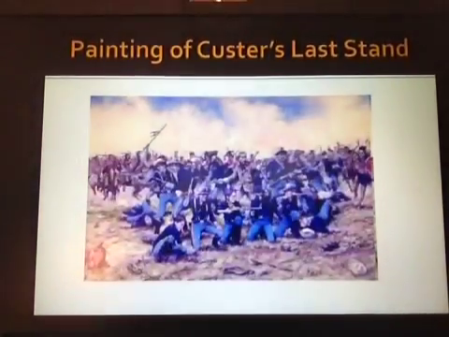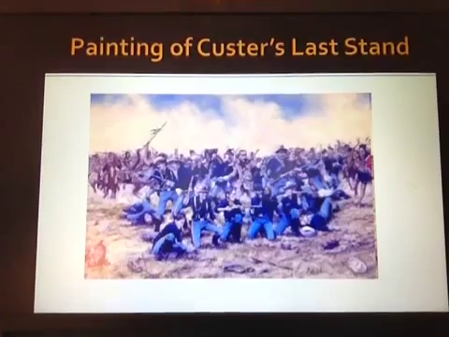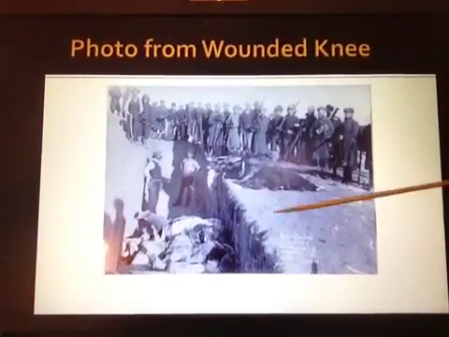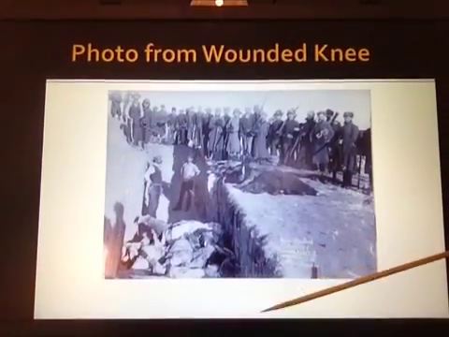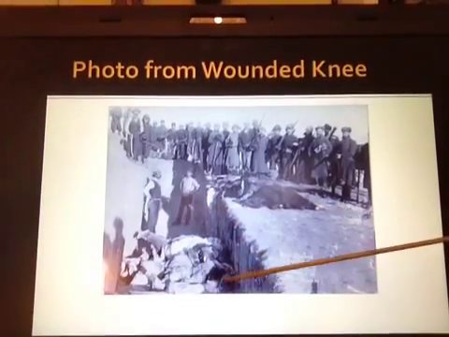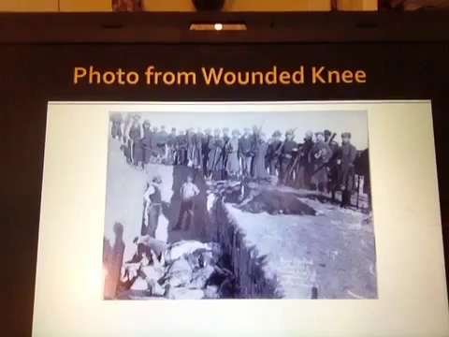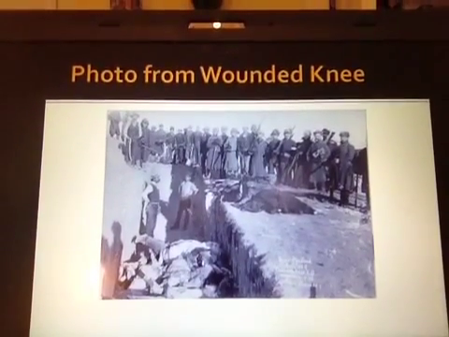So here's a painting of Custer's Last Stand. And this is a photograph from Wounded Knee. You can see a mass grave. This looks like something you would almost see from the Holocaust in World War II. A mass grave has been dug here, and there are Native American bodies piled up, getting ready to go into the grave. So you can see indeed how that massacre affected the natives.